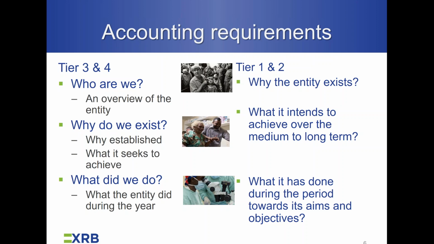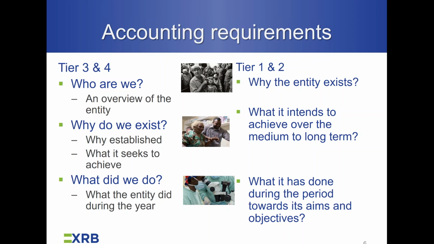In the new accounting standard that's just been finalised, the questions are very similar, but tweaked very slightly, and ask why the entity exists, what it intends to achieve over the medium to long term, and what it has done during the period towards achieving its aims and objectives. This information can be presented in a variety of ways and does include more non-financial and more qualitative information.